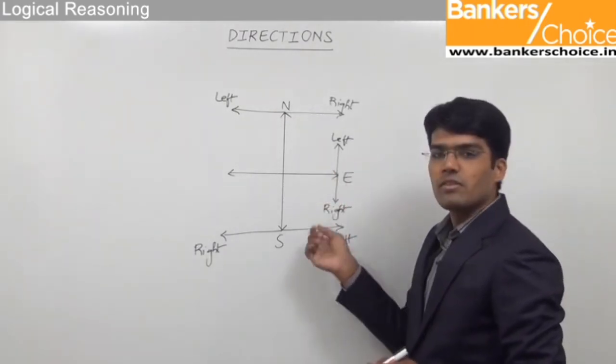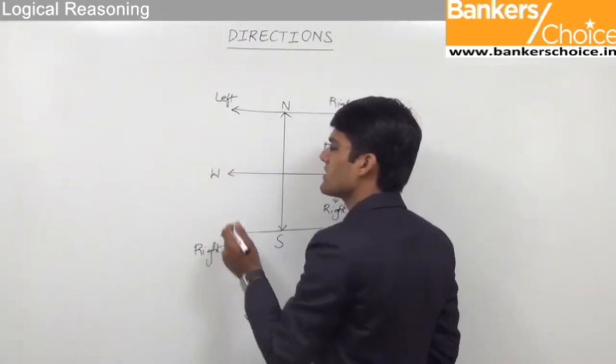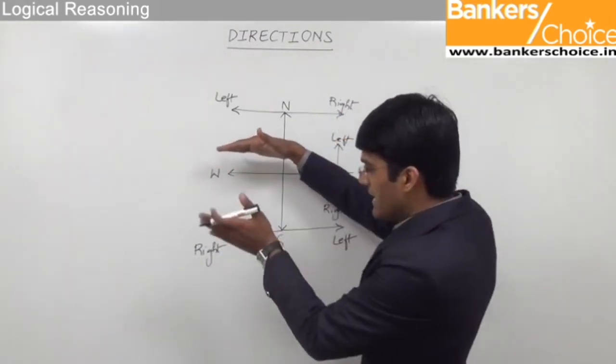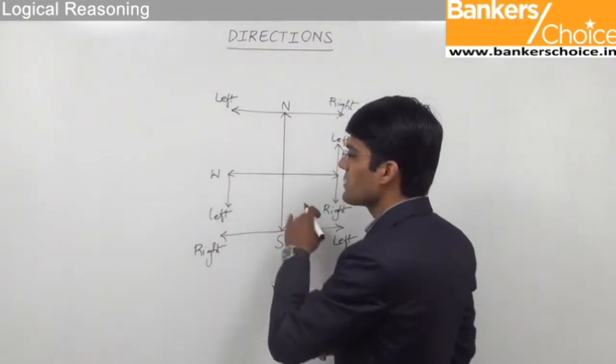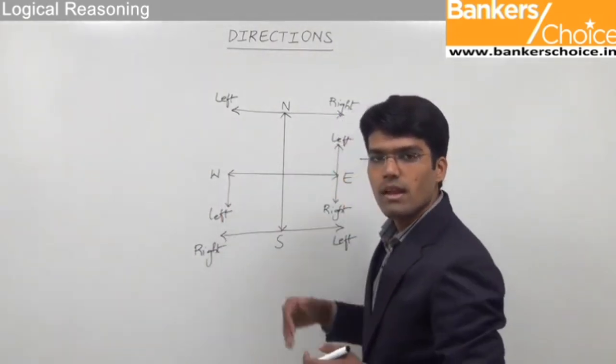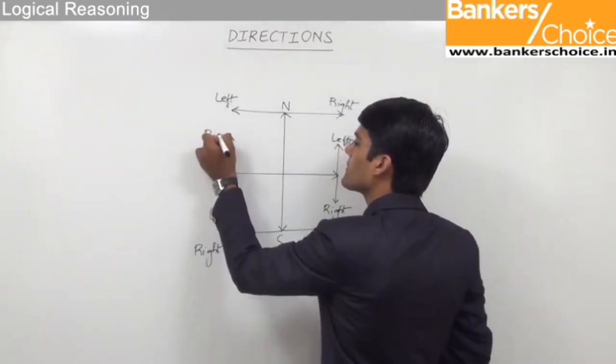And quite opposite to this will be the left and right of the person who is moving towards west. Let's assume a person moving towards west takes a left turn. His left turn will be towards the bottom of the paper. So the left of the person moving towards west should be at the bottom, and the right of the person should be on top.